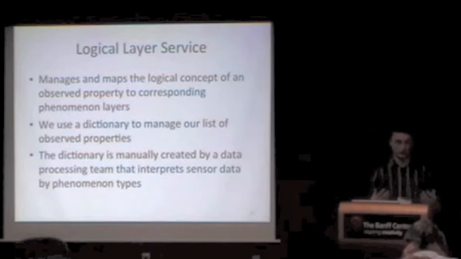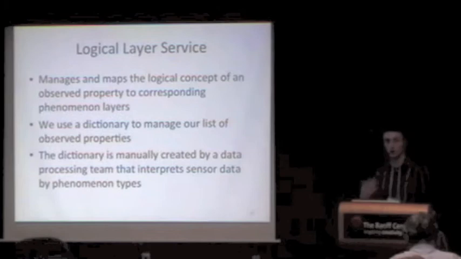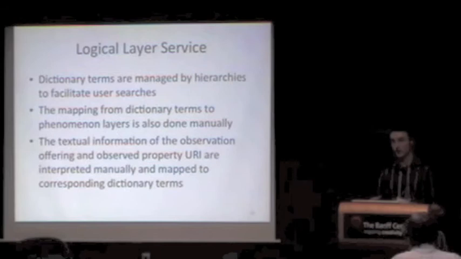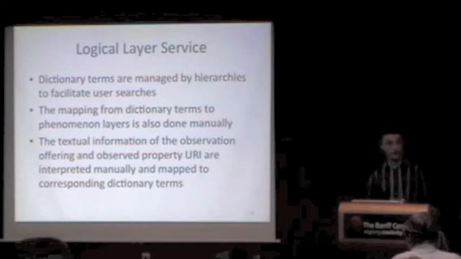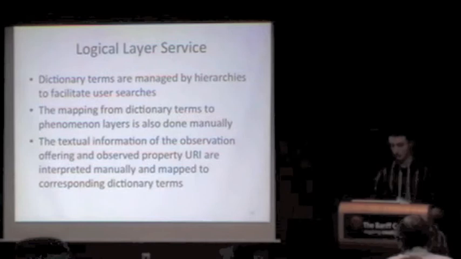Now the dictionary is manually created by a data processing team that interprets sensor data by phenomenon types. So this was created manually while we were looking at sensor data. Now the dictionary terms are managed by hierarchies to facilitate user searches. That just means they're organized in a particular way that makes it easy to find what you're looking for. The mapping from the dictionary terms to the phenomenon layers is also done manually. The textual information in the observation offering and the observed property are scanned and interpreted manually and then mapped to the corresponding dictionary terms.